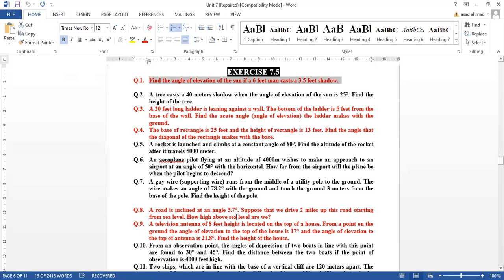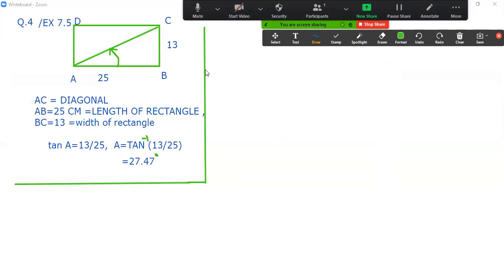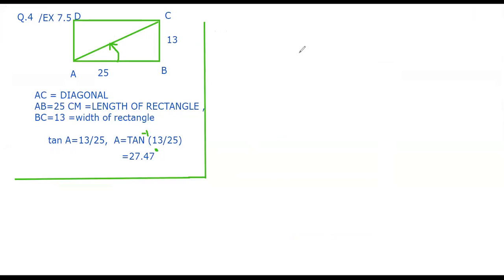Inclined road at an angle of 5.7 degrees and 2 miles up, and we need to find... So if we just redraw the diagram, because for the next question we will require a bit more space. So let me draw the diagram. It is an inclined road, and this inclined road is making a certain angle with sea level, and we need to find this perpendicular height.